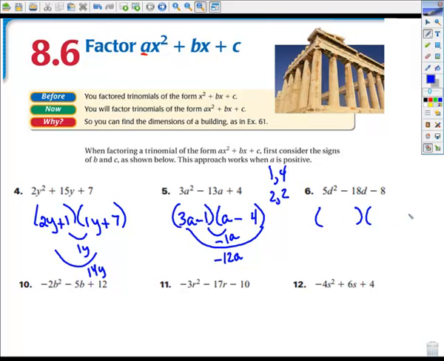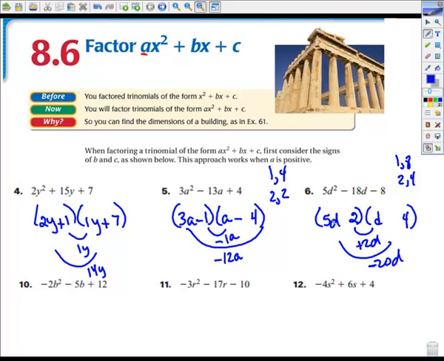Let's try this next one. Factors of 5 are only 5, so 5d and d. Factors of 8 are going to end up being 1 and 8 or 2 and 4, and I'm trying to get an 18 out of this. So I'm going to do 2 and 4, and again I'm thinking ahead. I know that 4 times 5 is 20 and 2 times 1 is 2, so this gives me a 2d and a 20d. I need a negative 18d, so I need the 20 to be negative. I need the 2d to be positive.